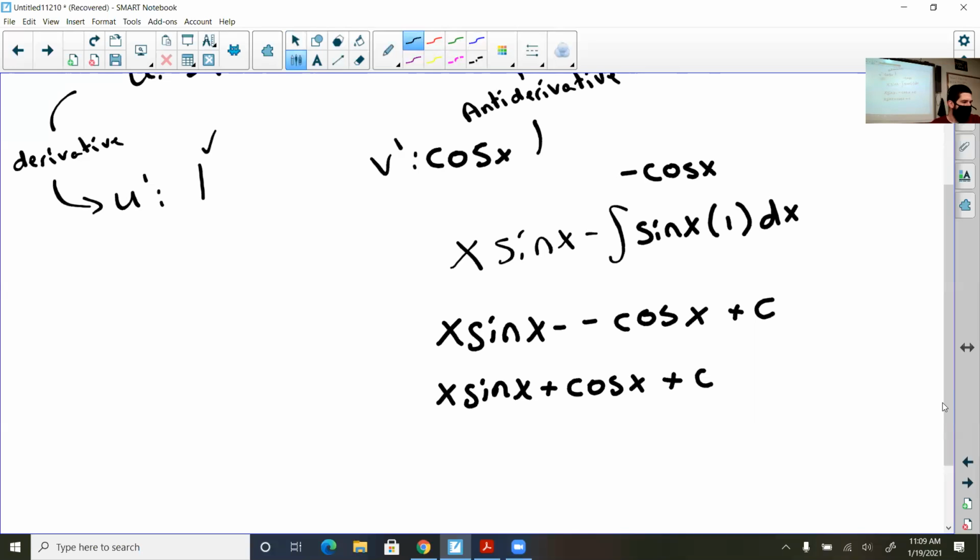Give people a moment that are still writing down. And does anybody have any questions with the process? And again, you want to establish a u and a v prime. Once you do that, you can take the derivative, you can take the antiderivative, and then it's simply plugging it into the formula and then simplifying until that integral goes away.